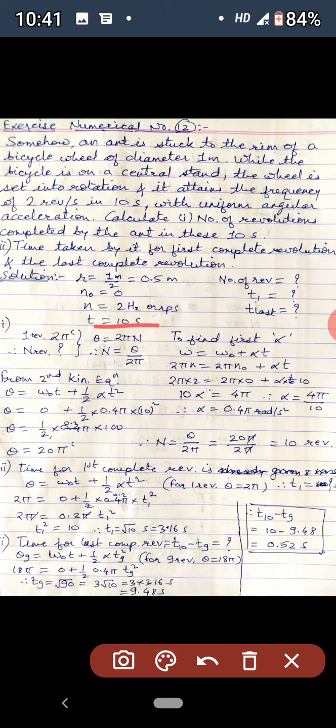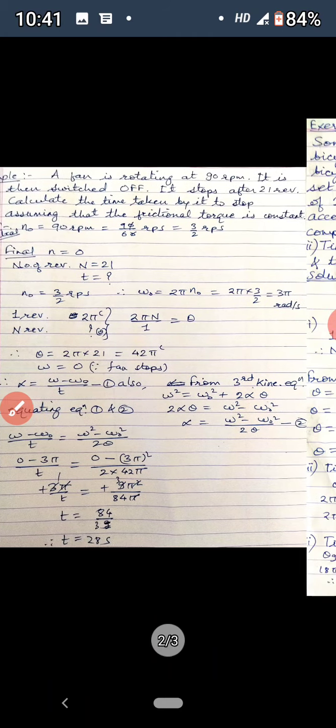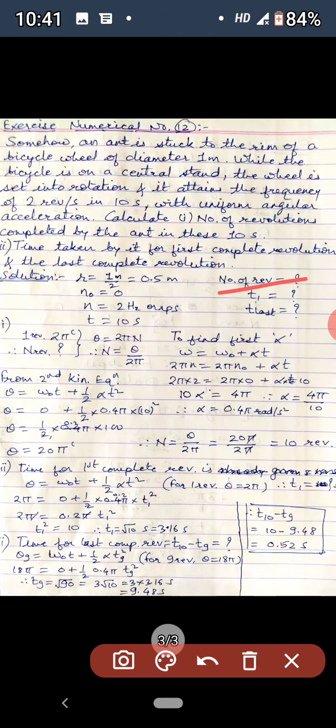Which values are asked to find? Calculate number 1: the number of revolutions completed by the ant in these 10 seconds. So number of revolutions means n, that is asked to find. And second thing, the time taken by it for the first complete revolution and the last complete revolution. First complete revolution is t1, suppose, and last complete revolution is t last. So these are the different questions asked in this numerical.